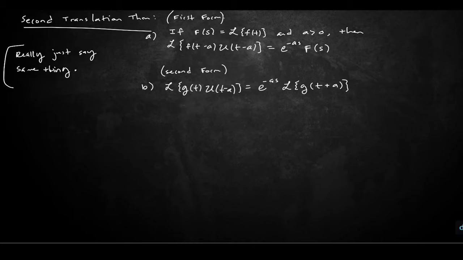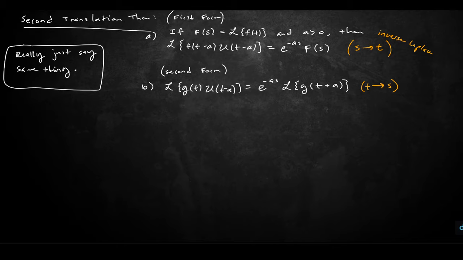But we'll call it two different forms because one is more useful when you're going from S to T, and then the other one is more useful when you're going from T to S. So this one's more useful when you're going from S to T, when you're going backwards. And then this one is more useful when you're going from T to S. So when you want to take Laplace transform, usually you use part B, and when you want to take inverse Laplace transform, you use part A usually. So this is better for inverse Laplace, and this is better for just Laplace transform.